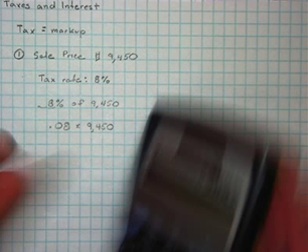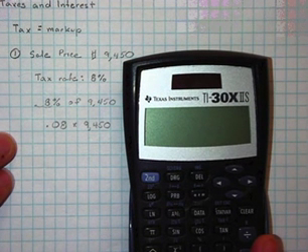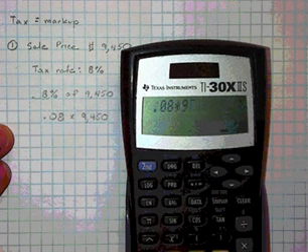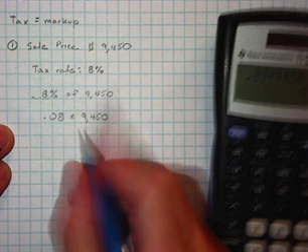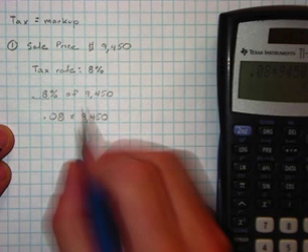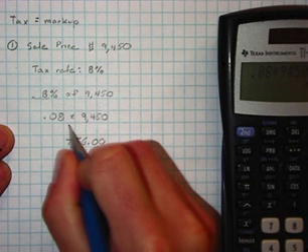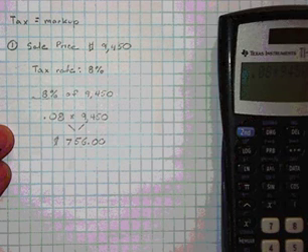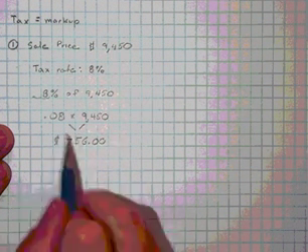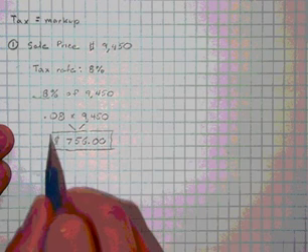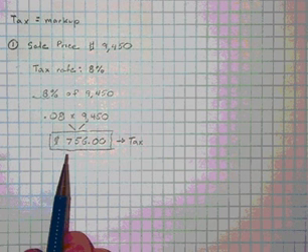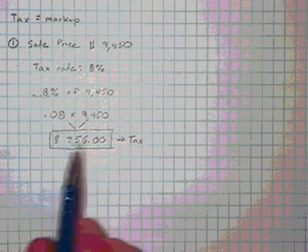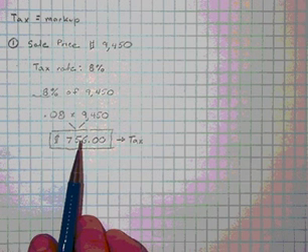Now, in this unit, we do get to use a calculator. So that's nice. I'm going to do 0.08 times 9,450, which gives us $756. That number represents the tax. It is not the final price. It is not a discount. It is just the tax.